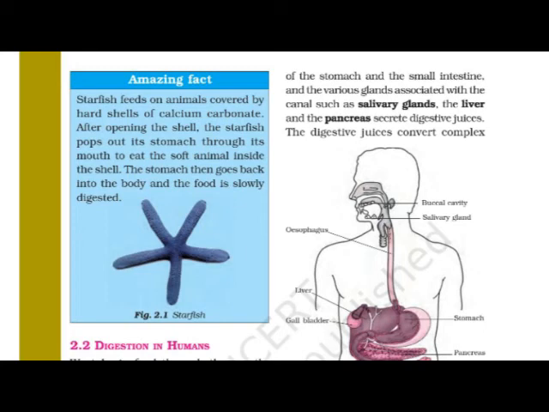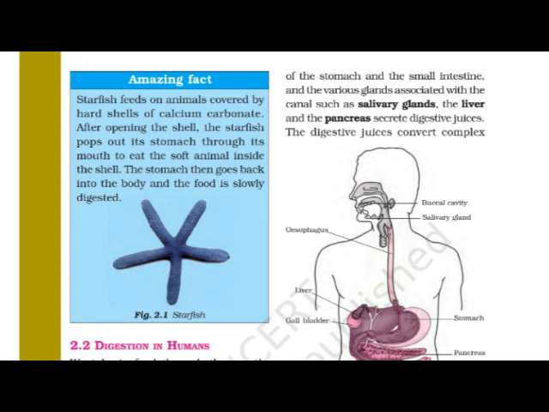The starfish opens its stomach, the stomach comes out from its mouth to the outside. There the stomach directly eats that animal without the shell. The shell is removed and the animal is eaten by the starfish's stomach, and then the stomach comes back into the body. So this is a very amazing fact. There you can see in figure 2.1, the figure is given about the starfish.